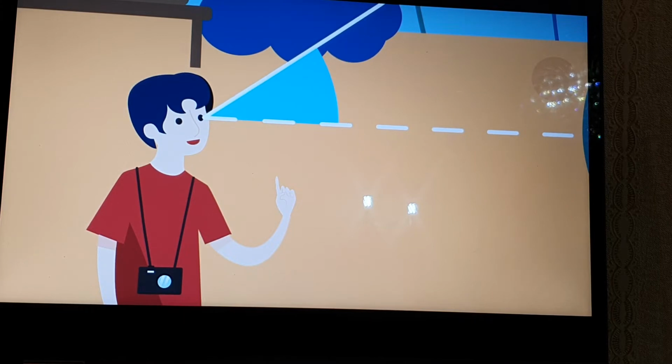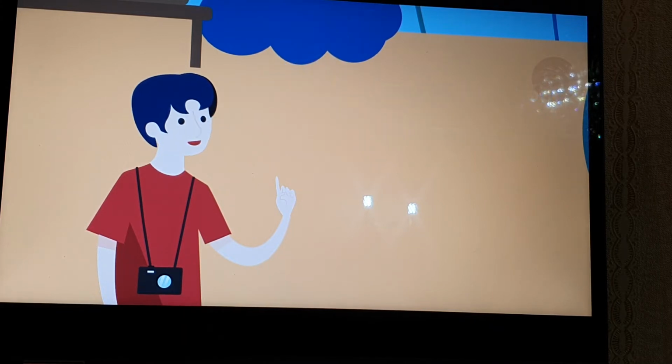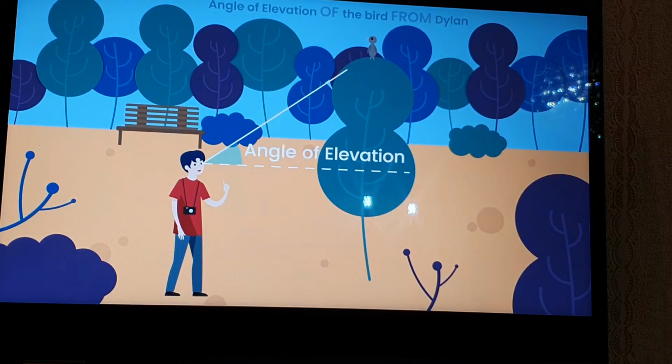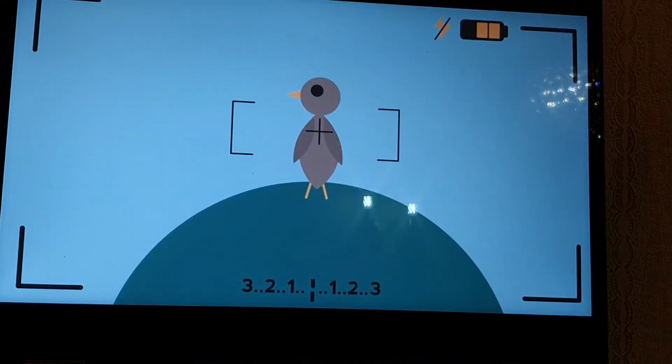We say this is the angle of elevation. Elevate means to lift up. With this angle of elevation of the bird from Dylan, he takes a close shot of the bird.